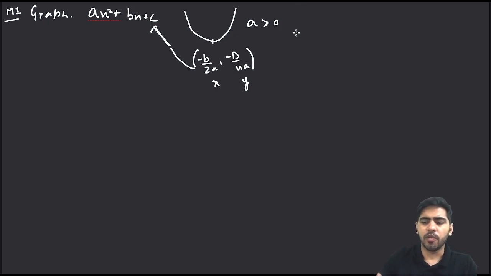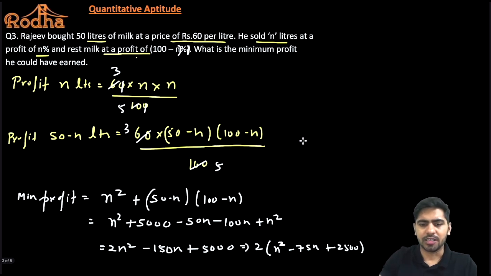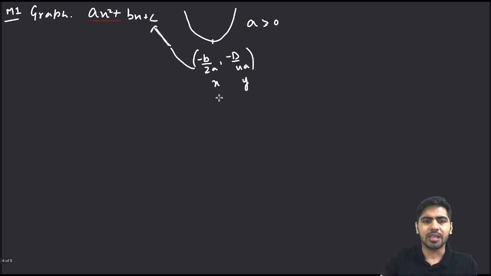And basically here I don't want to find the minimum value of the quadratic, I just want to find the value of n at which this quadratic will be minimum, right? So that if I get the value of n, I can substitute it in this particular equation and this here and add them to get my minimum profit, isn't it? So I just need the value of n here. So basically I need this x coordinate here, right?